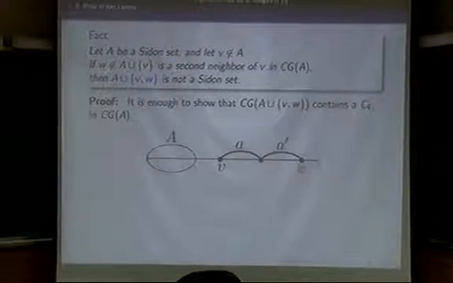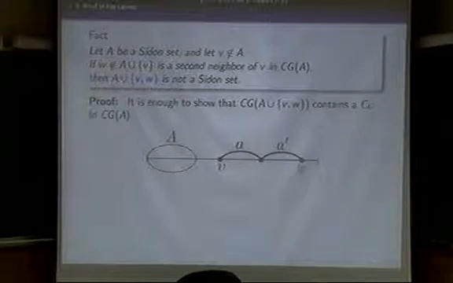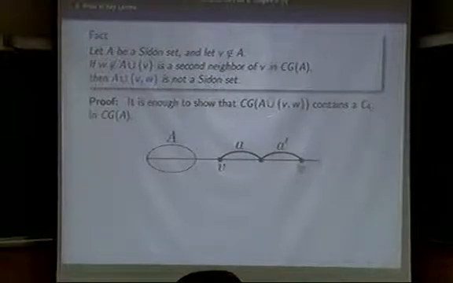If W is a second neighbor of V in the Cayley graph of A, like this, so W is connected to V by a path of length 2, then we can say A union {V, W} is not a Sidon set. Which means that if we add both V and W to A, the bigger set is not a Sidon set. So let's think about the proof. To show this, it is enough to show that the Cayley graph of A union {V, W} contains a C4.